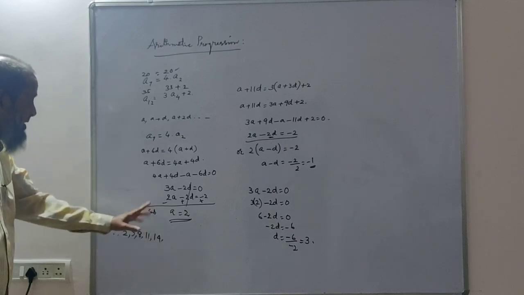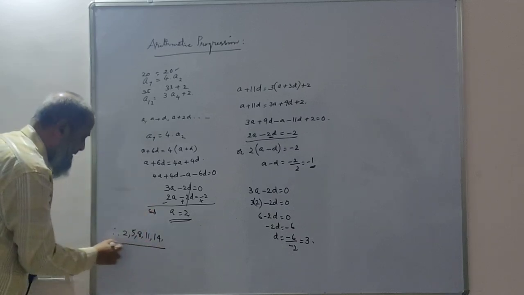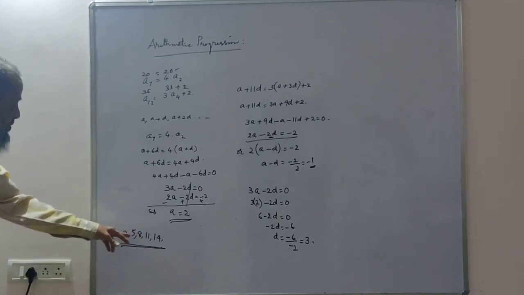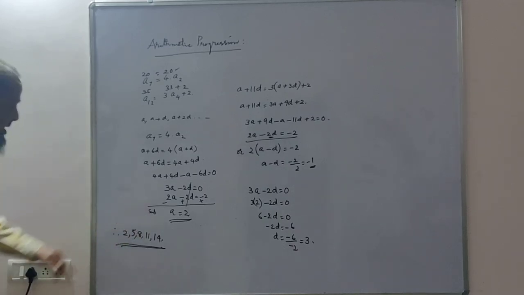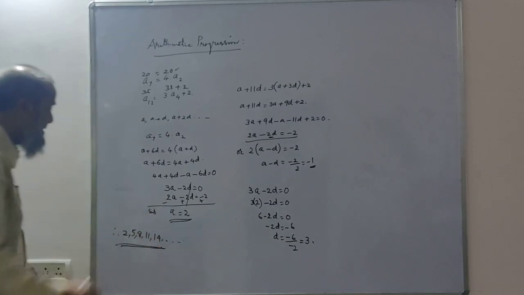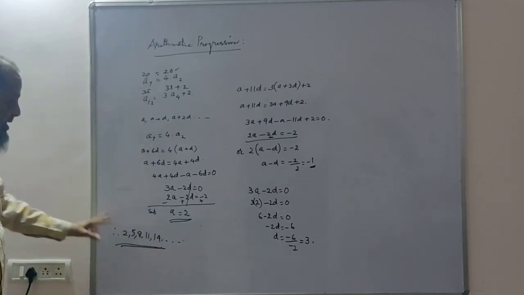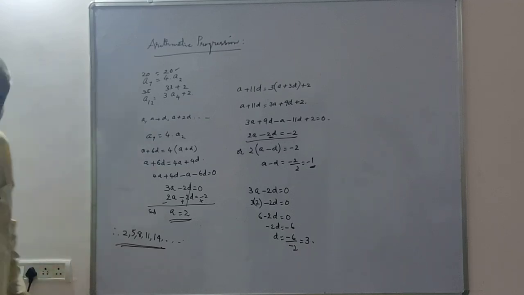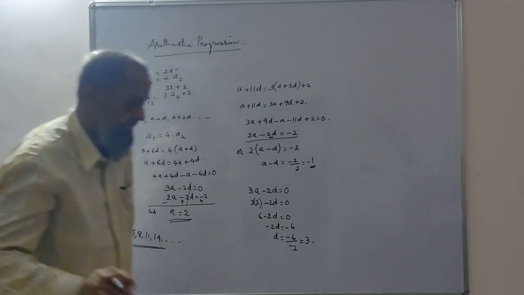2, 5, 8, 11, 14. This is the required AP. The required AP is 2, 5, 8, 11, 14, etc., and that is the answer. You have verified whether it is correct or not. So this problem carries 3 marks. You will get all the 3 marks if you do it correctly. Okay, we'll continue in the next one.